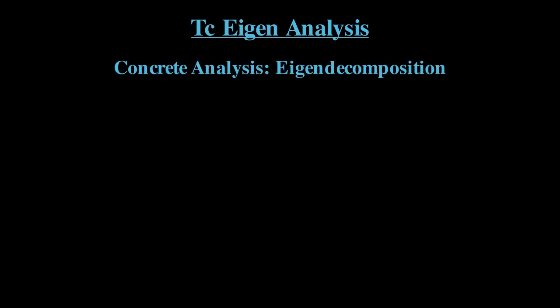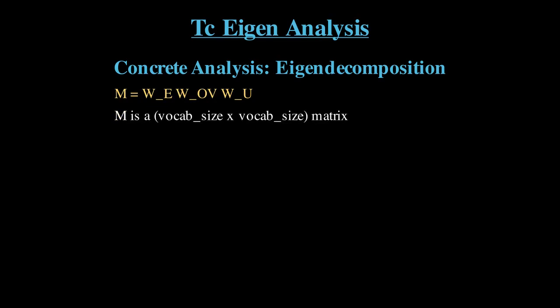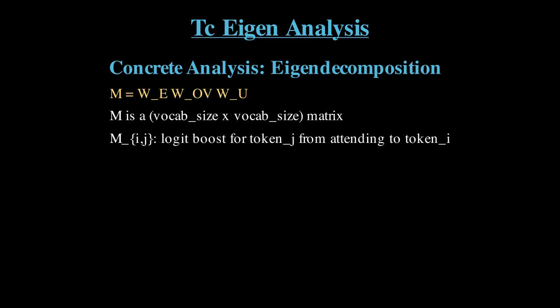Yes, using linear algebra. Consider the full transformation from a source token's embedding to its effect on the output logits via the attention path. This transformation is captured by the matrix product W sub E times W_OV times W sub U. This creates a massive, vocabulary-sized square matrix. The entry at position I, J of this matrix tells you the exact logit boost given to output token J when the head attends to an input token I.